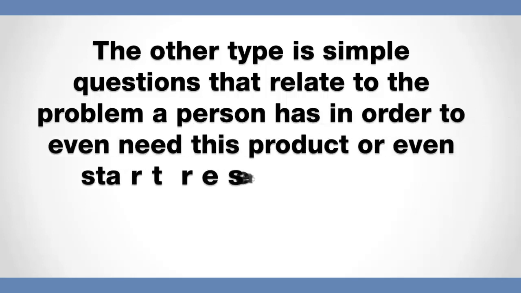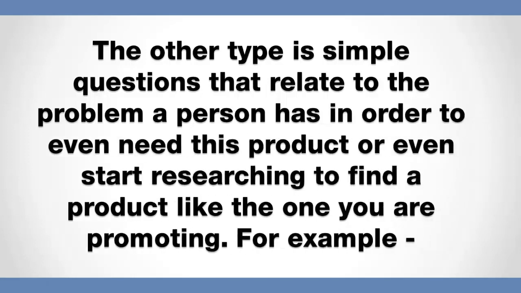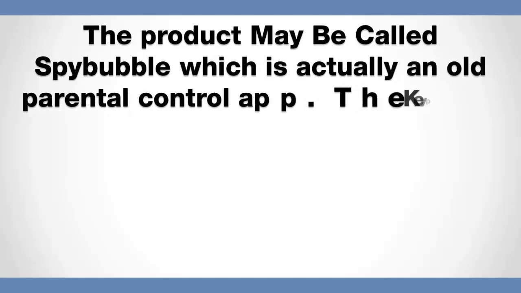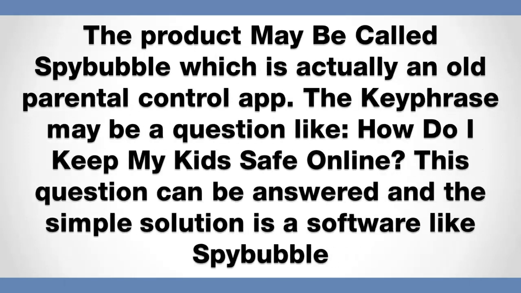The other type is simple questions. These ones just relate to the problem a person has in order to even need this product, or even really start to do any research to find a product like the one you're promoting. So the product may be called something like Spy Bubble, which is an actual product. It's a parental control app. The key phrase may be a question like this: how do I keep my kids safe online? So it's not mentioning the product name, but the product name is the answer. The question can be answered, and the simple solution is always going to be the software or the product you're promoting, and in this case it happens to be Spy Bubble. So the question relates back to the product being the solution.